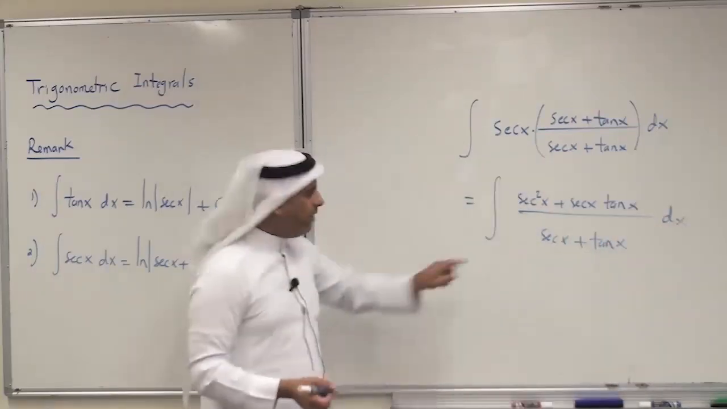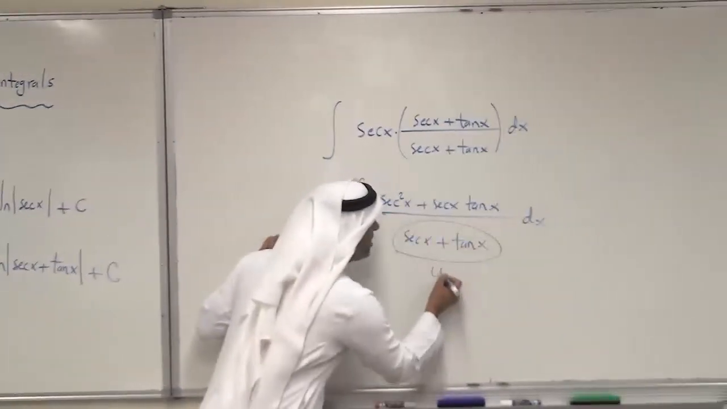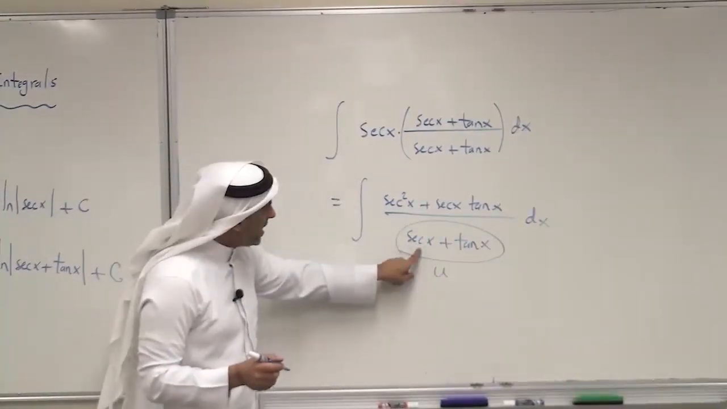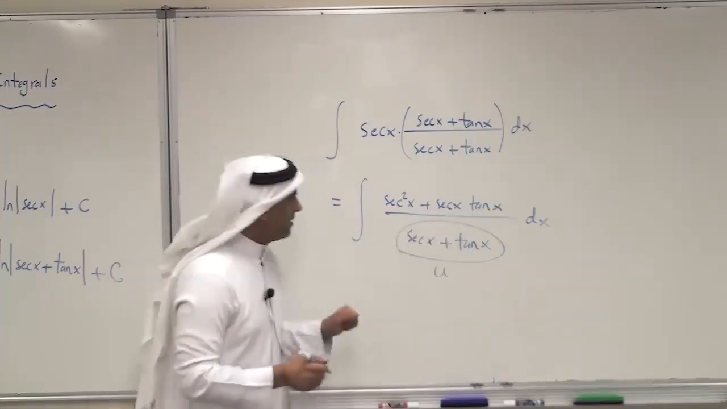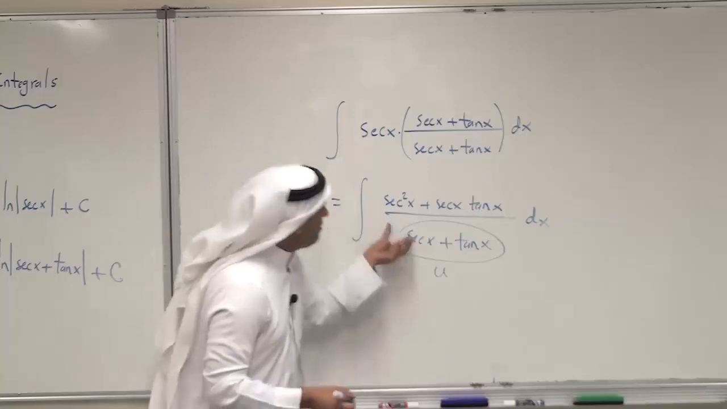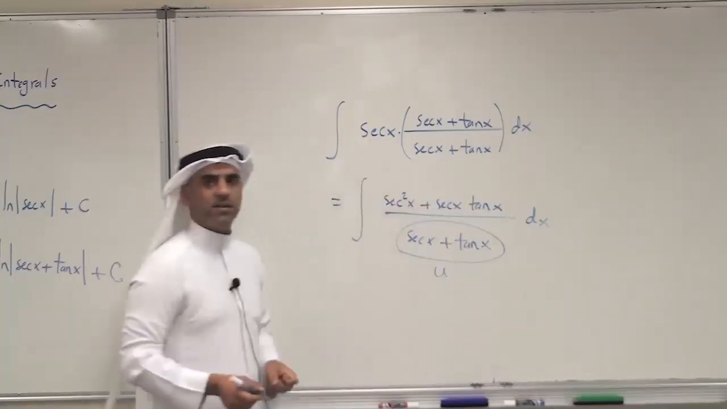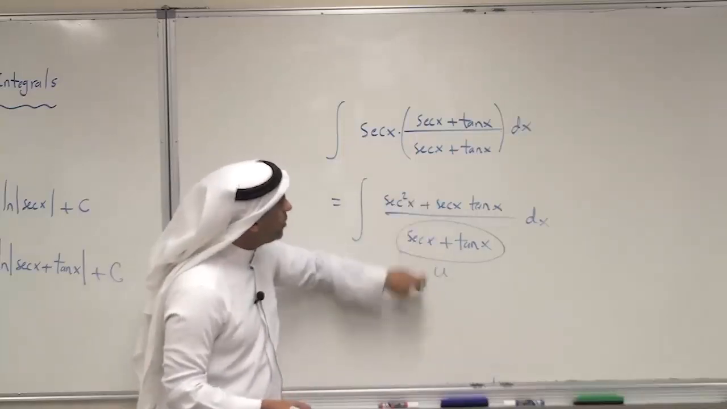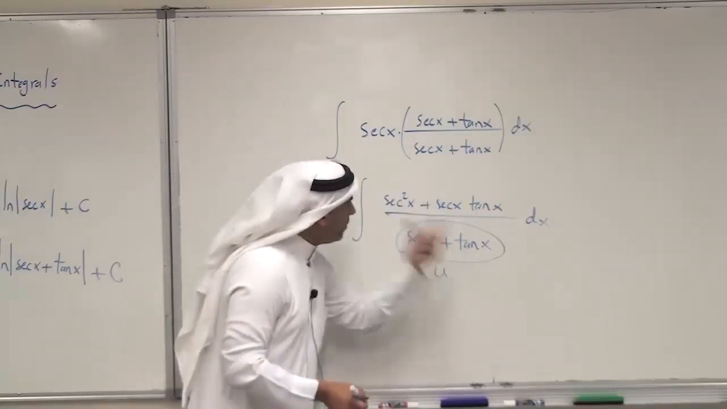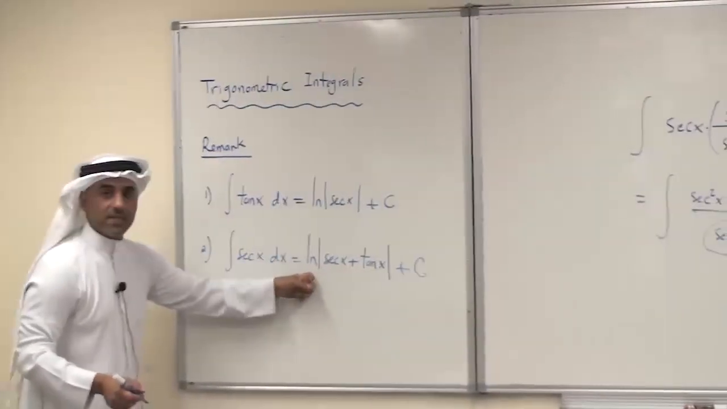Fine. Now, if we made this equal to u, if you call this one u, what is du? The derivative of secant is secant tangent. The derivative of tangent is secant square. So the derivative of secant plus tangent is secant tangent plus secant square. So that is what? du over u, which is ln absolute value of u, and u is secant plus tangent. This is the way we get this result here.